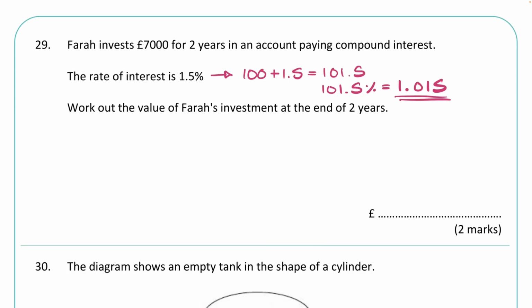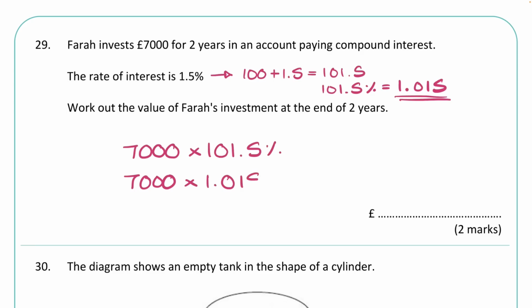Now to increase by that amount then, we take the amount of money, so £7,000 times the multiplier, or you can just type in times 101.5%. You can type it in either of those two ways. There we go, we can type it in like that, or using a multiplier like this. And then we just want to incorporate the amount of years.